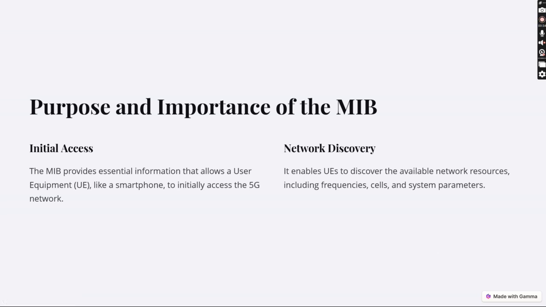So what is the purpose of this MIB? This MIB contains the information regarding the system frame number and cell related information, the network resources available in the network, the frequencies and the system parameters. So it will help the UE to access in the initial stage.